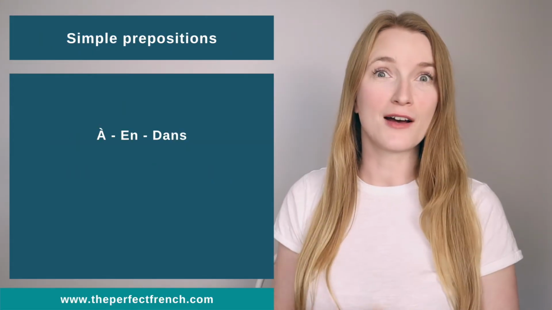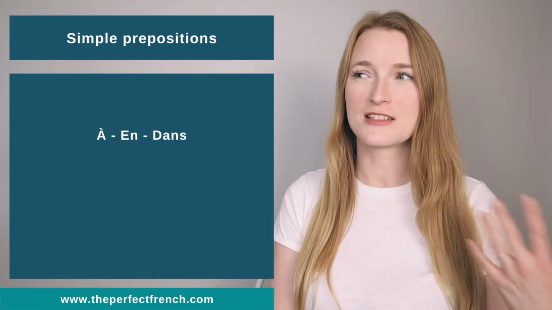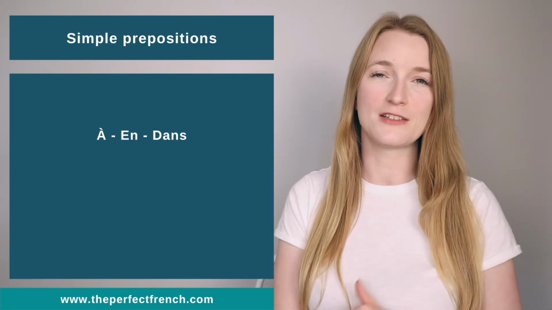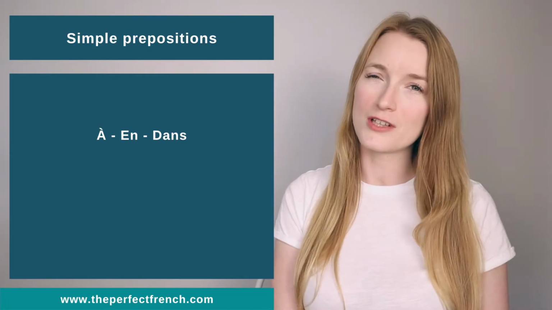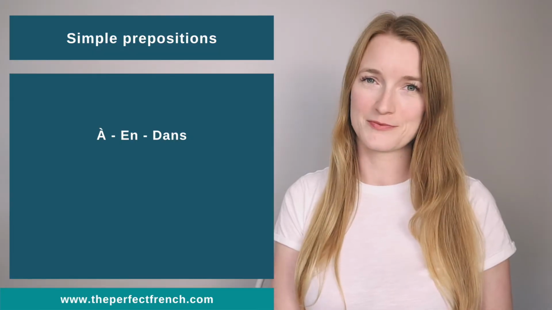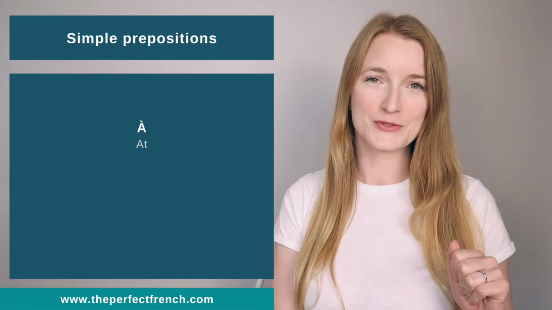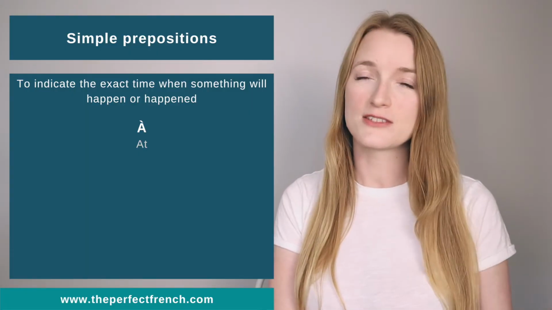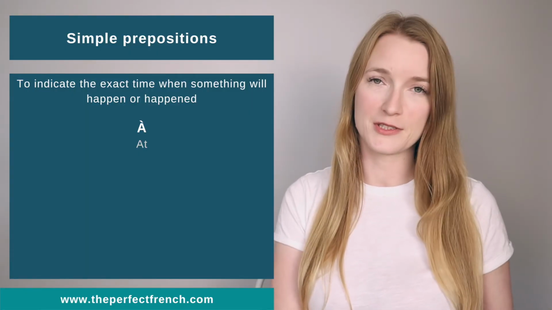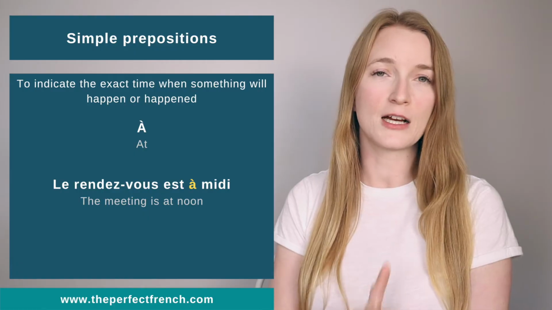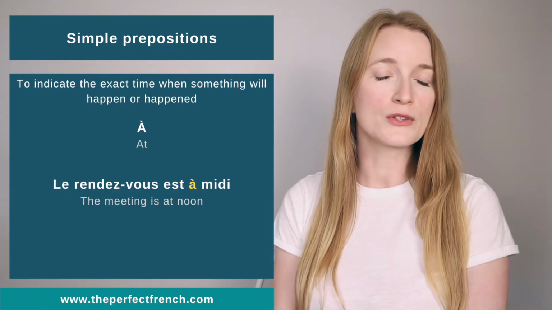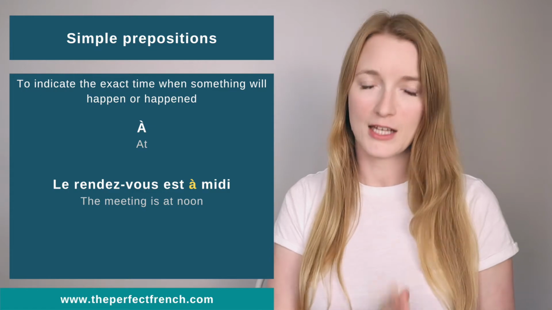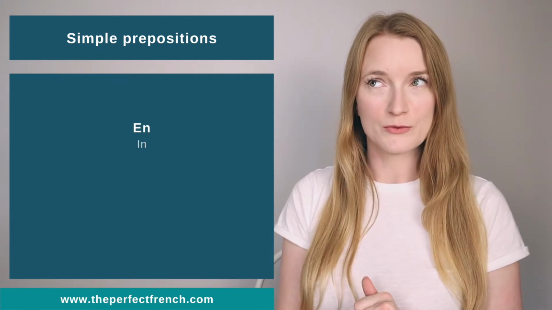Let's start with à, en, dans. Technically, we've seen all of them. We saw a little bit of dans already in the last lesson, but not as a preposition of time. So let's see à first. À is used to indicate the exact time that something is going to happen or happened. Le rendez-vous est à midi. So this is very precise. À midi.